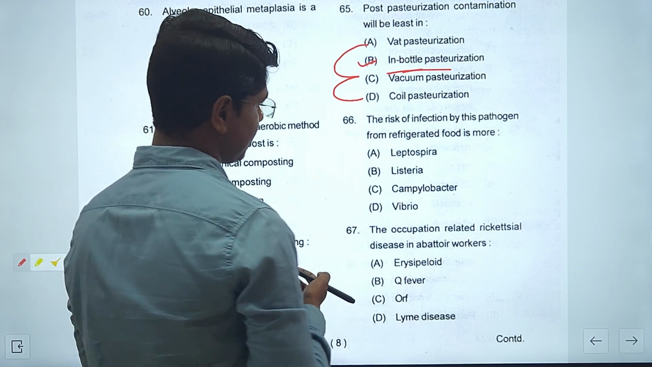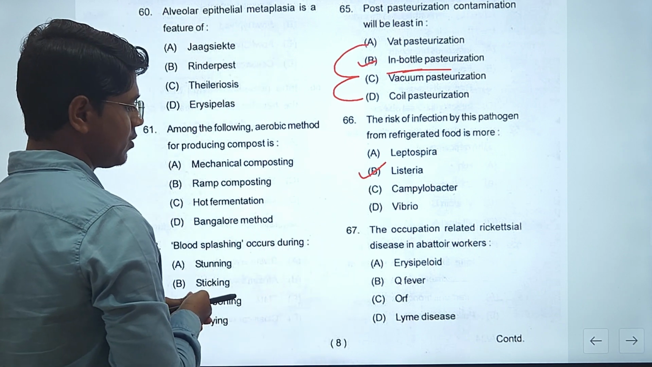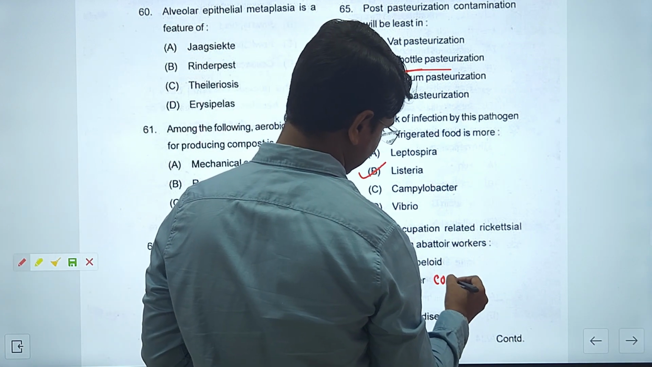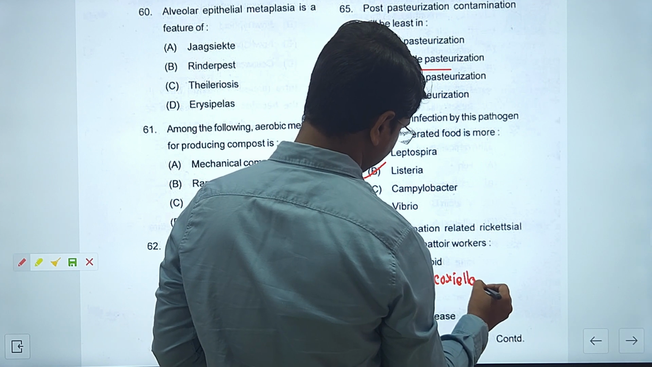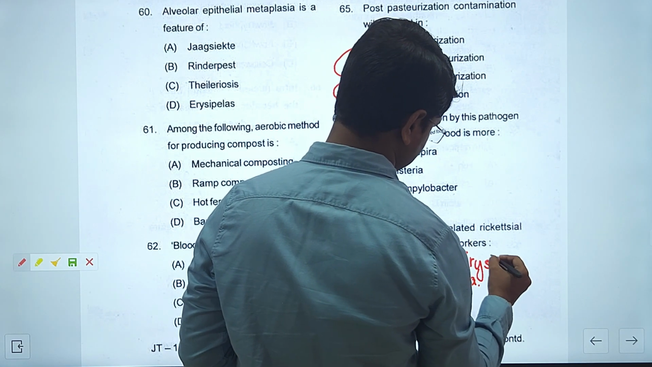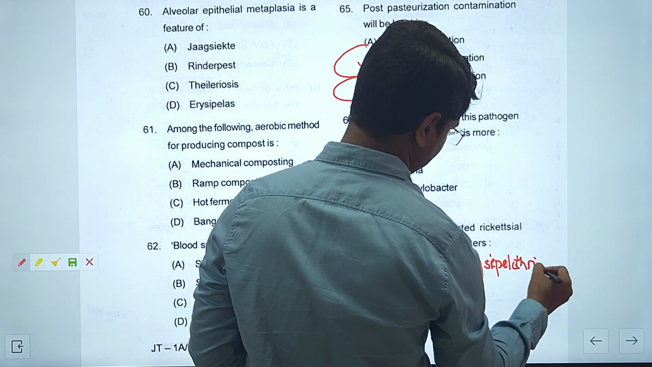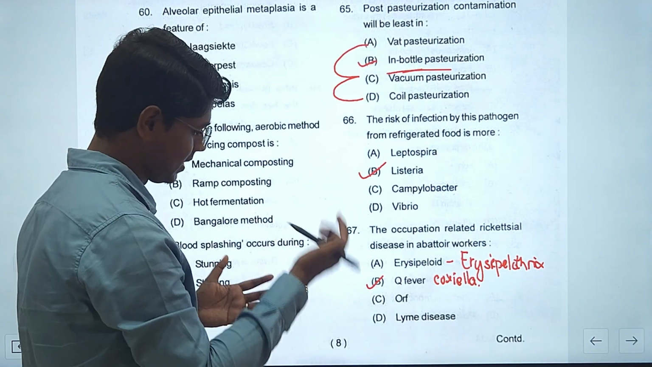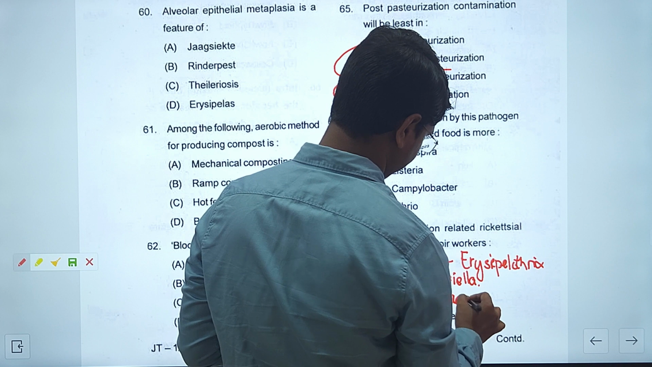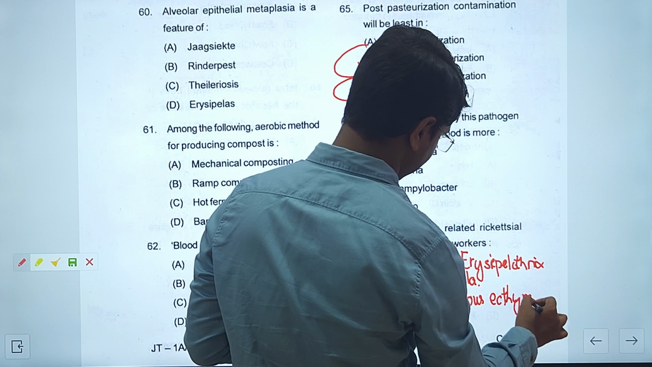The risk of infection by this pathogen from refrigerated food: Listeria, it can survive cold temperatures. The occupation related to rickettsial disease in abattoir workers: Q fever, Coxiella burnetii. Erysipeloid is caused by Erysipelothrix. It is very difficult to spell these things. Or is contagious ecthyma. Lyme disease is caused by Borrelia.